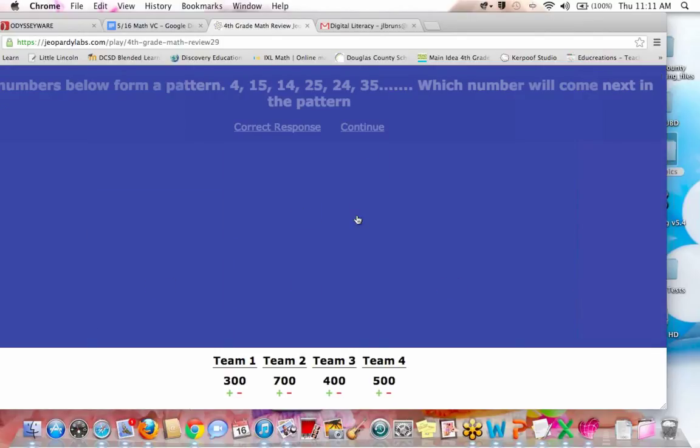Okay, here's another pattern. 4, 15, 14, 25, 24, 35. Ooh, that's an interesting one. What will come next? Okay, got one guess. Okay, so most people are saying 34, and that is correct.